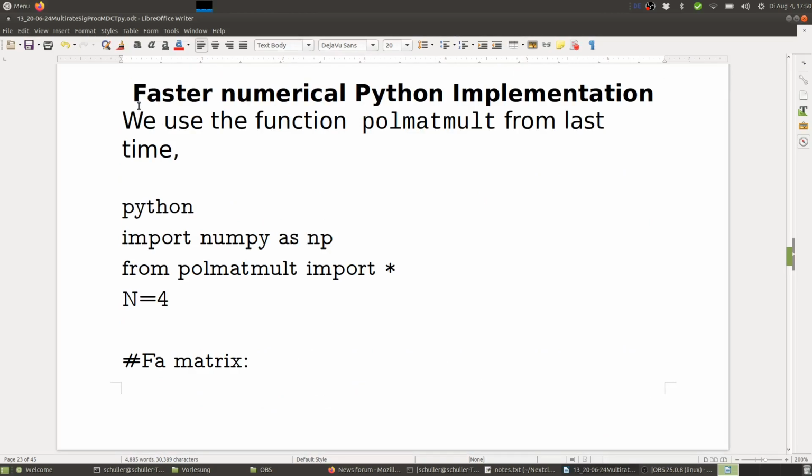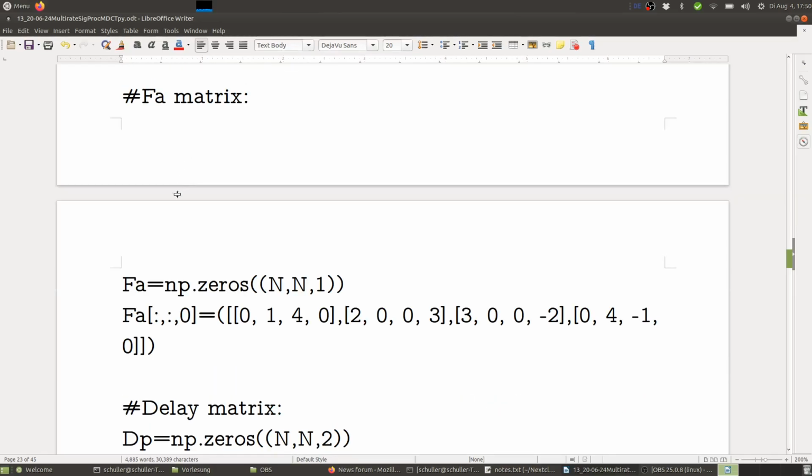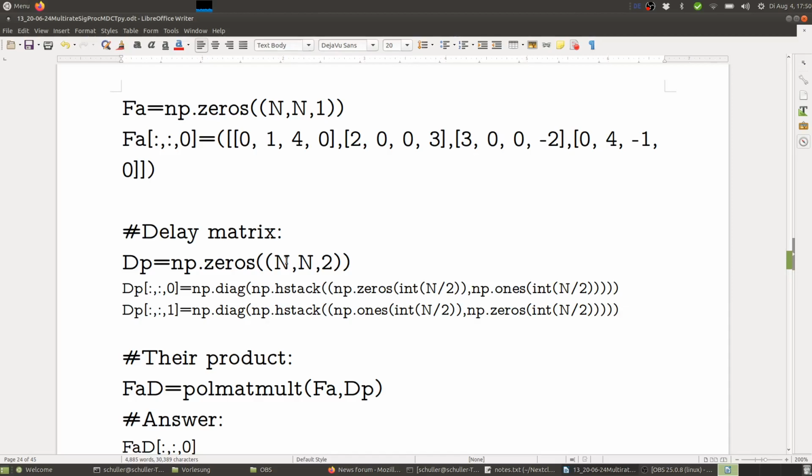So here's a faster numerical Python implementation without SymPy. Here we can again use the function polymatmult from last time. So here I'm importing it. Again, capital N equals 4. Here's the FA matrix, which now has 3 dimensions. Remember, the last dimension was for the exponent of z, which I'm not using in this FA matrix because there is none. But then there's one in the delay matrix. So here we use the 3rd dimension for z to the minus 1.